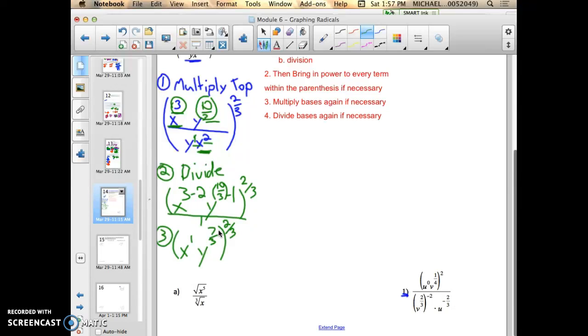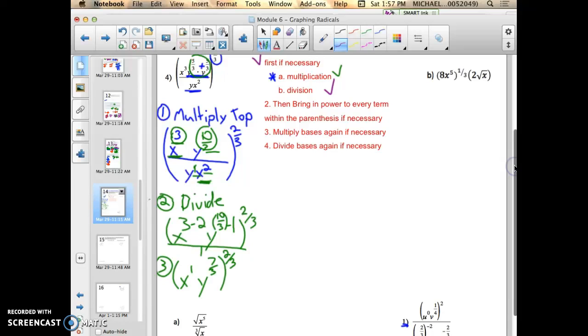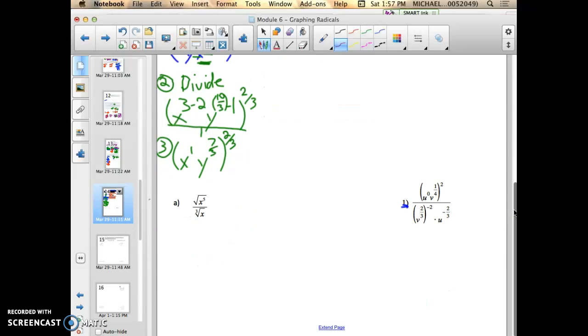Now I can go ahead and start having this power interact with what's inside the parentheses, because I have done the division. So all of my step 1 is now done. I have simplified everything that it can be simplified within the parentheses. Alright, so now I can start bringing in the power to every term within the parentheses if necessary. And in this case, it definitely is necessary. I'm going to bring that 2/3 into that x. It's going to interact with that power. And into the y, it's going to interact with that power.